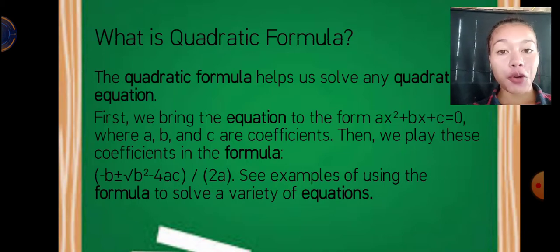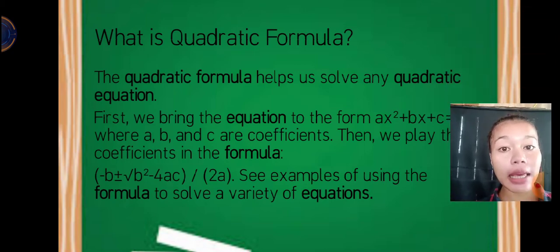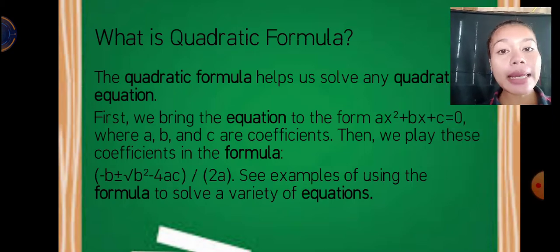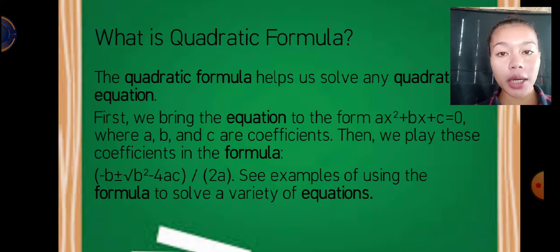What is the quadratic formula? The quadratic formula helps us to solve any quadratic equation. First, we bring the equation to the form ax squared plus bx plus c is equal to 0, where a, b, and c are the coefficients. Then, we plug these coefficients into the formula: negative b, plus or minus the square root of b squared minus 4ac, all over, or divided by, 2a. See examples of using the formula to solve a variety of equations.